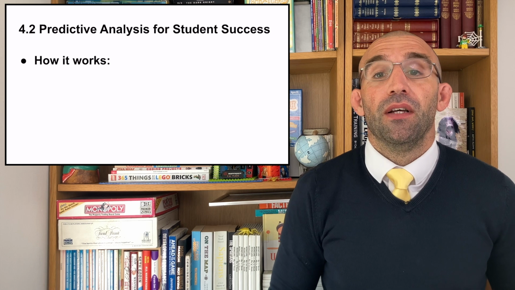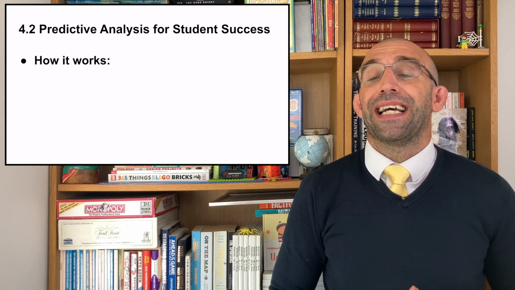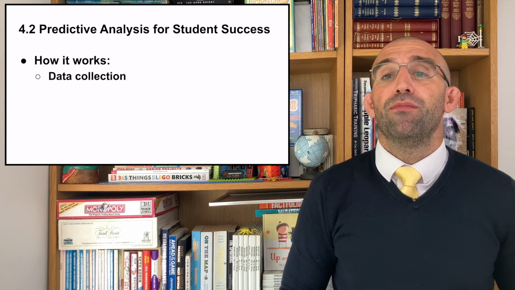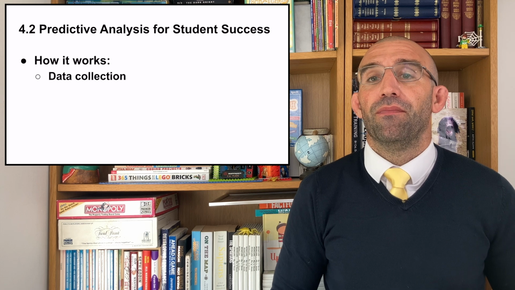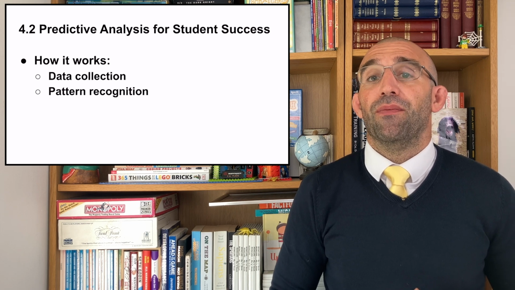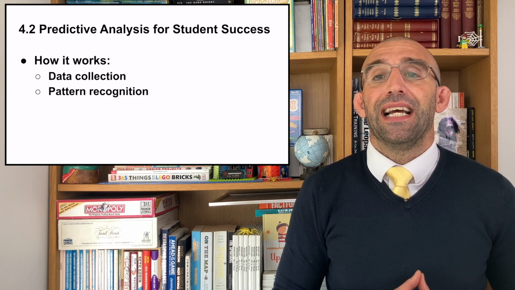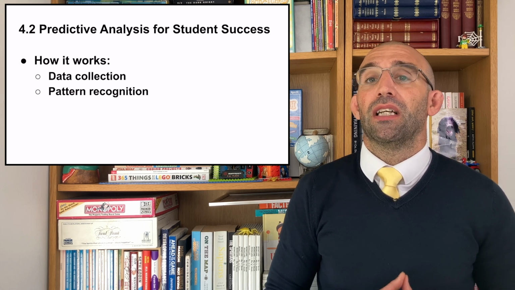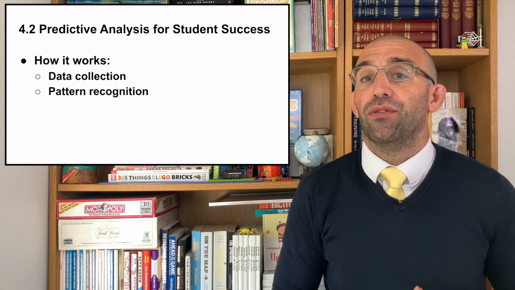So how does it work? First, there's data collection. The AI gathers data points like attendance, engagement with online platforms, assessment submission rate, previous grades, and demographic information. Then pattern recognition. AI algorithms identify correlations and trends that indicate a student might be at risk. For example, a sudden drop in online activity combined with missed assignments might flag a student.